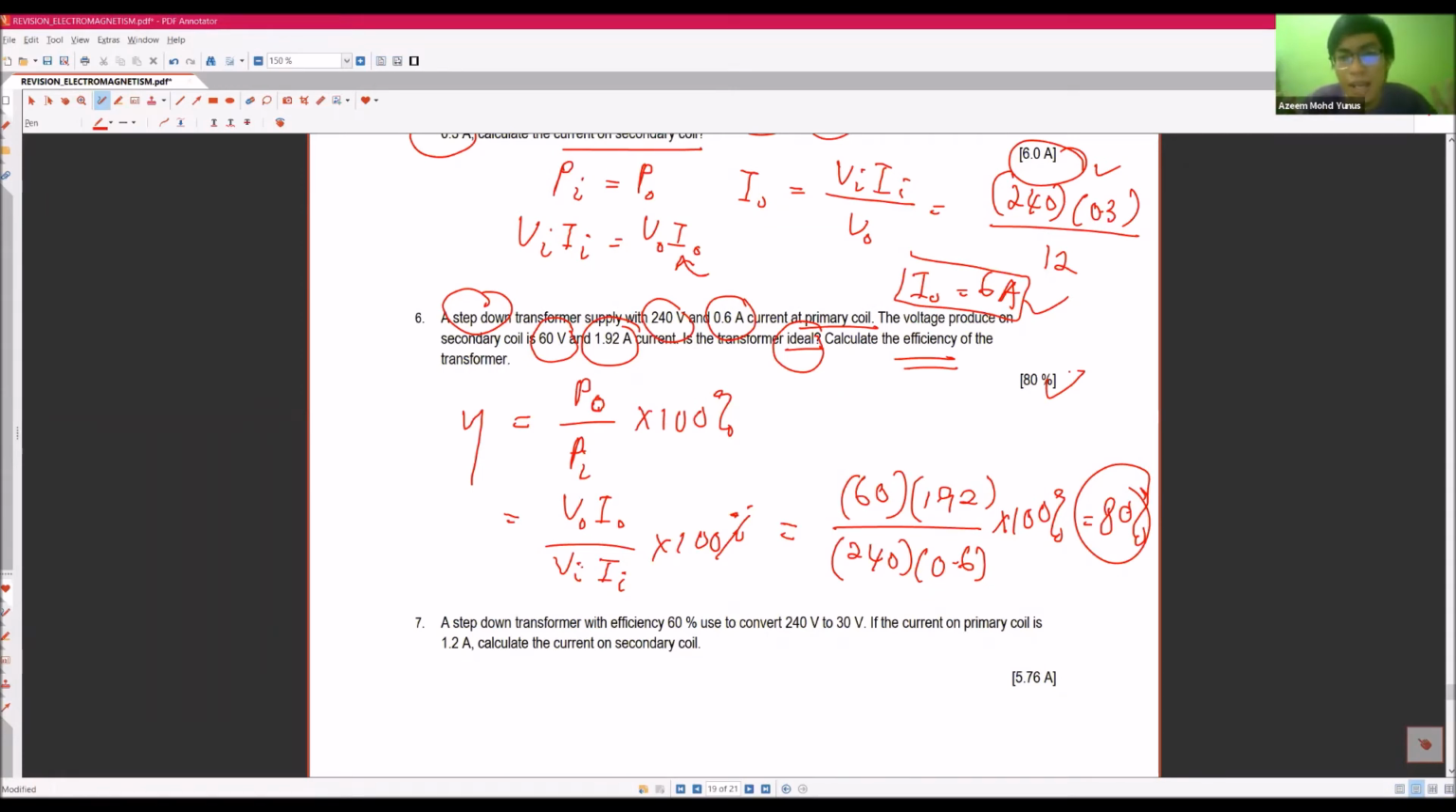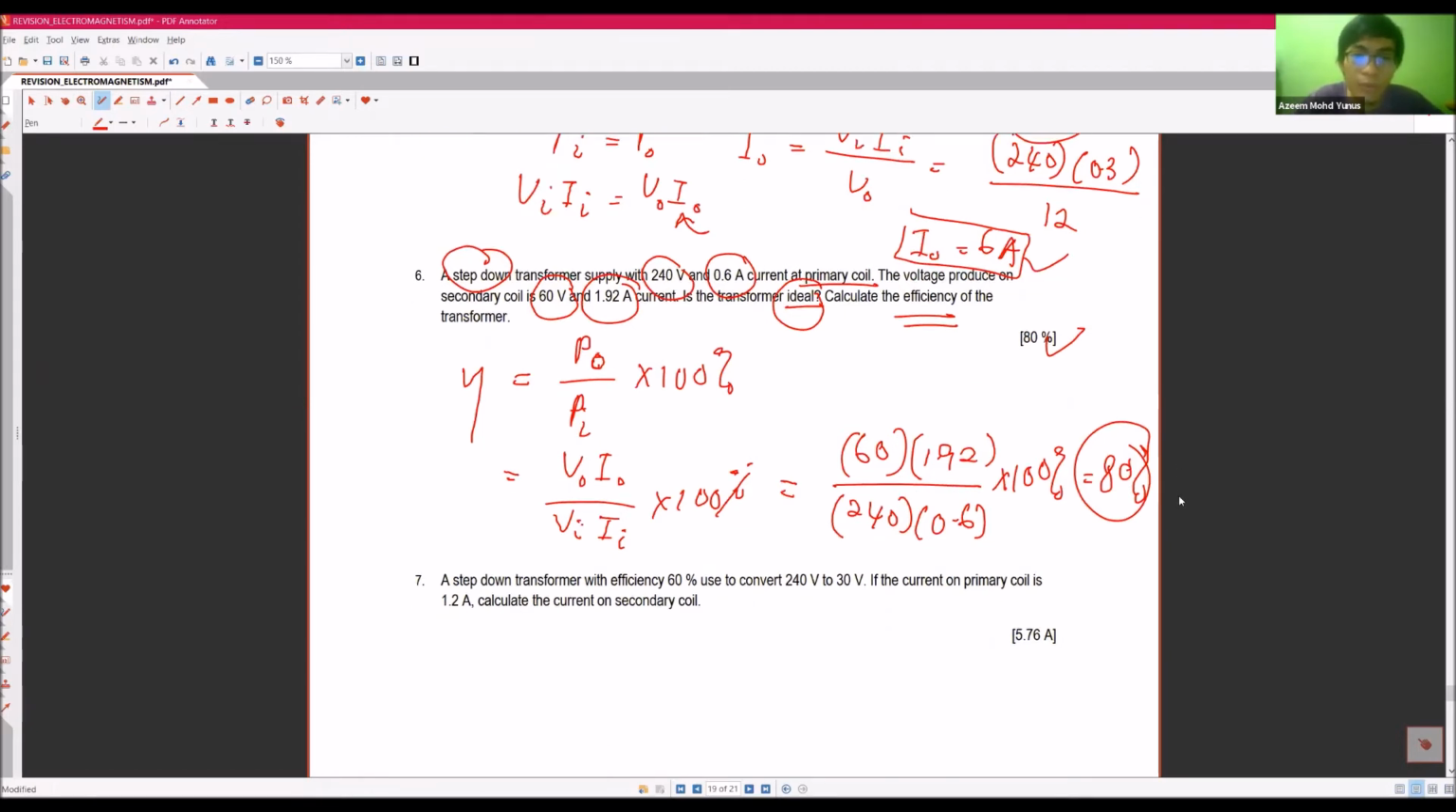There is no such thing as an ideal transformer in the real world, because there must be some kind of energy loss. So 80% is already good enough. Okay, but usually we need to achieve higher efficiency in order to achieve higher output power.